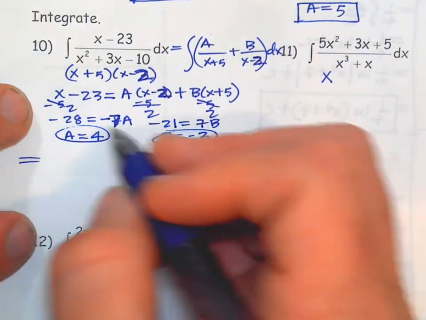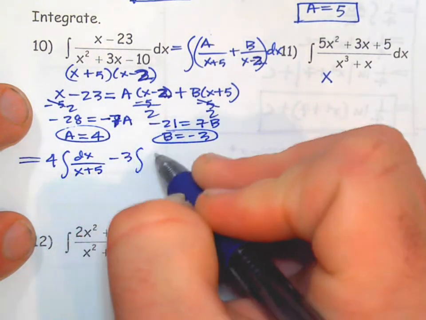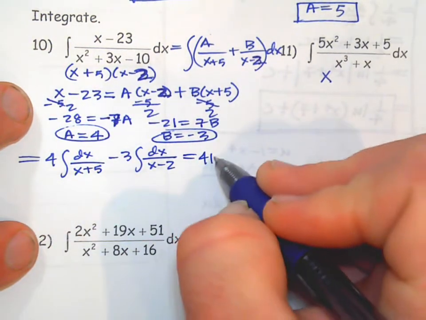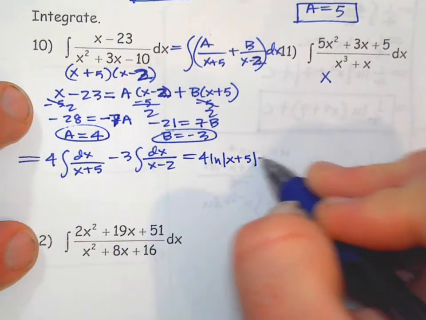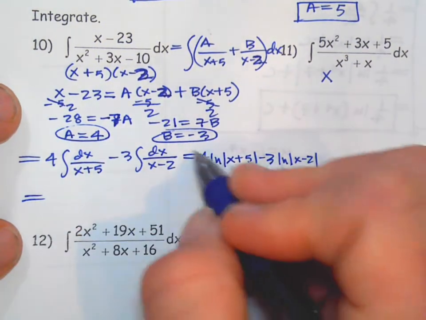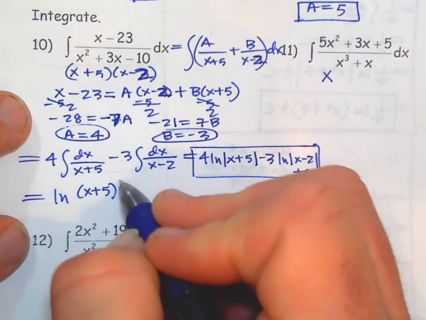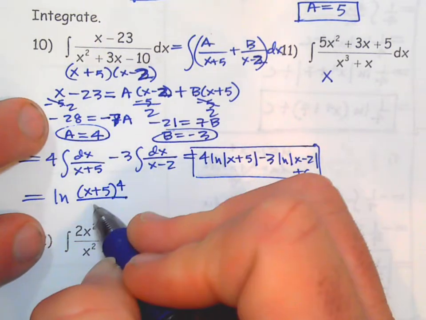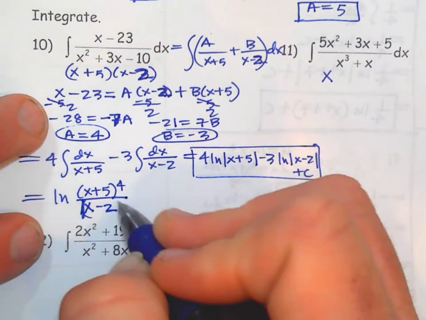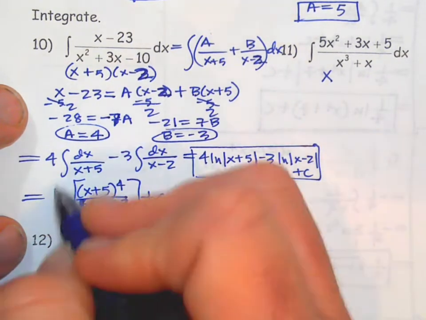So equals, I'm going to rewrite this, 4 dx over x plus 5 minus 3 dx over x minus 2 equals 4 natural log of the absolute value of x plus 5 minus 3 natural log of the absolute value of x minus 2 plus c. And then I do want you to combine these together with the log rule. So this means natural log of x plus 5 to the 4th, we can drop the absolute values because now it's raised to an even power, over x minus 2 to the 3rd. Need the absolute values there still. That's all inside of it, plus c.